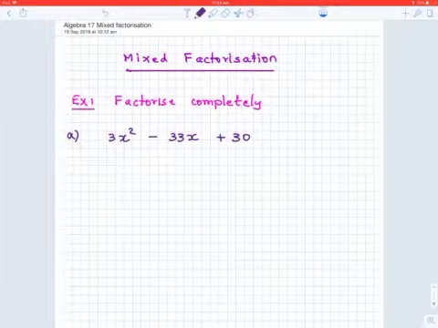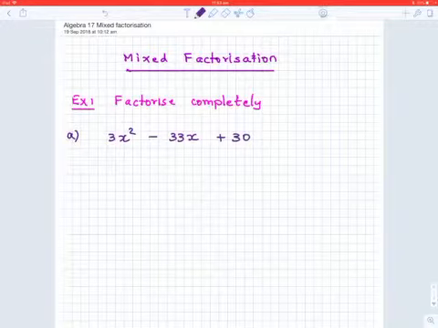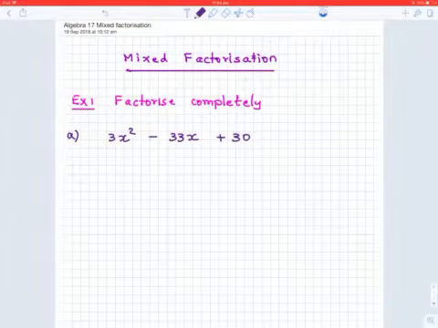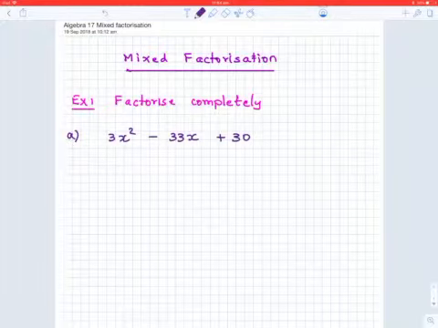Hello and welcome. Today we are going to factorize questions involving several skills. Okay. Now it's mixed factorization. That means it could be by grouping or factorizing trinomial, or you may use perfect square or difference of squares. So it could be a combination of a few.